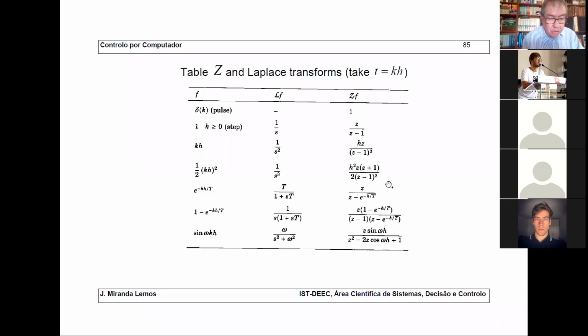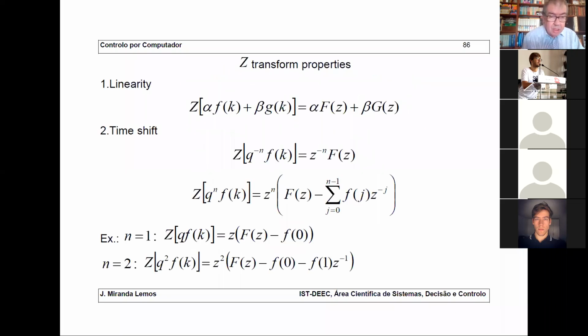You can compute some of these expressions with some algebra, and some other expressions you can obtain with properties from the z transform and from some other z transforms. So the z transform has a number of properties. The first property is linearity. If you have two sequences, f of k and g of k, and you do a linear combination where alpha and beta are coefficients, the z transform of this linear combination is the linear combination of the individual z transforms.